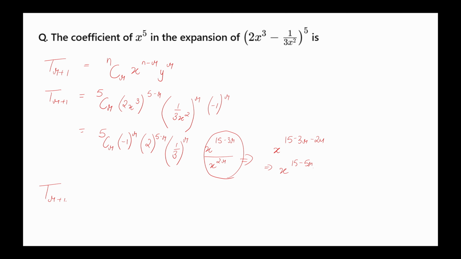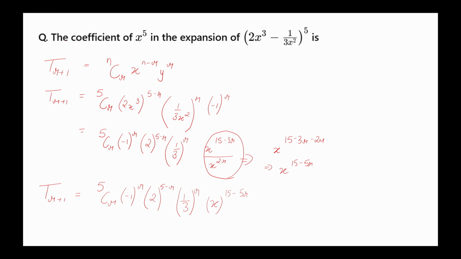So my general term becomes t r plus 1 to be 5 cr minus 1 to the power r, 2 to the power 5 minus r, or let me write this down here, and I have 1 by 3 to the power r, and here I have x to the power 15 minus 5r. So this is my general term for this entire equation.